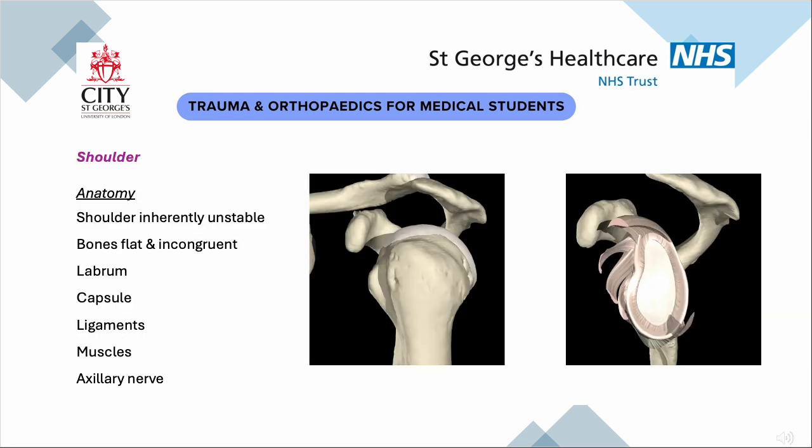Starting with the shoulder, it has very unique anatomy. It's inherently unstable, and you have a very flat glenoid with a very round humeral head, and they are essentially incongruent. So stability is assisted by a number of structures which you don't see typically in other joints. These are the labrum, the capsule, the ligaments, the muscles, and to a large extent the neurology, particularly the axillary nerve.